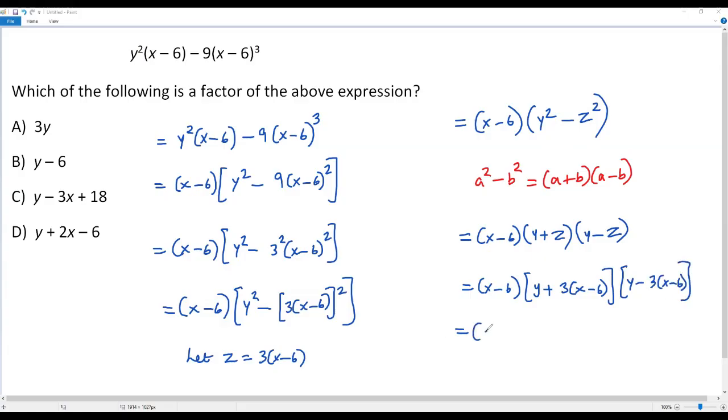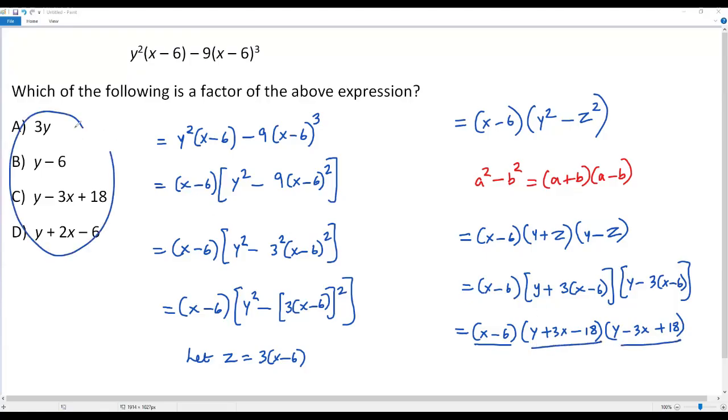Then we get (x − 6) times (y, and now we can distribute this positive 3 to x and −6. Then I'm getting positive 3x, and positive 3 times negative 6 is negative 18. Now for the next factor, let me distribute this negative 3 to x and I'm getting negative 3x. When I distribute this negative 3 to negative 6, I'm getting positive 18. I have factored the given expression completely. I got three factors: this is the first factor, second factor, and third factor.